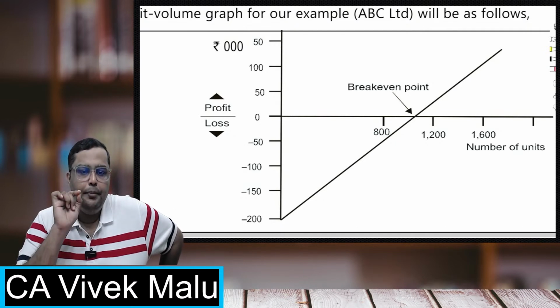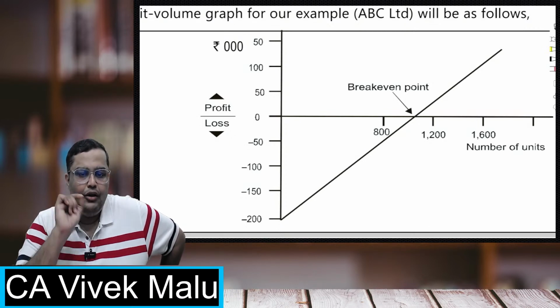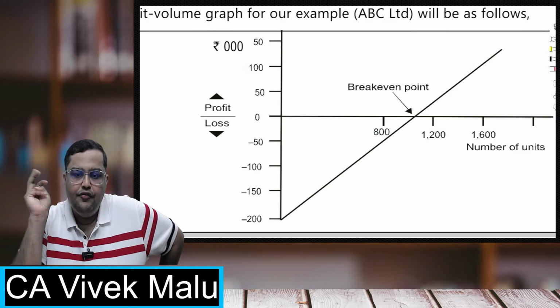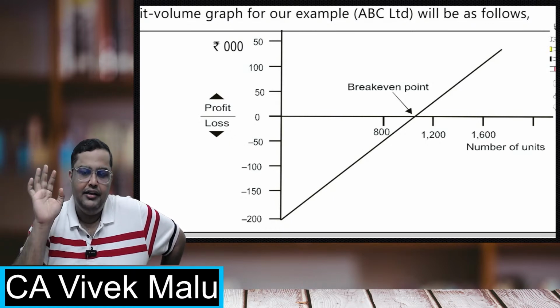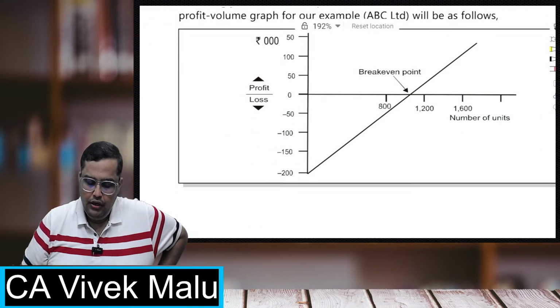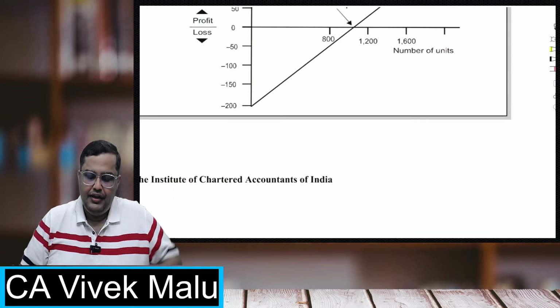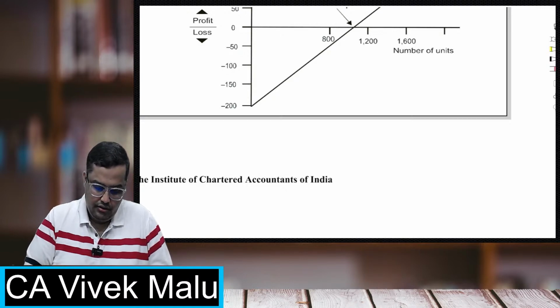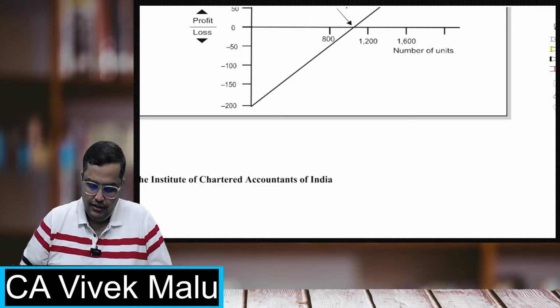But also calculate profit at least at any one point, maybe 800 units, maybe 1600 units. Calculate profit at least at one point. Join these two points and you will get exactly where the break even is. So this is what we have to do in this. Okay, that's the profit volume chart.